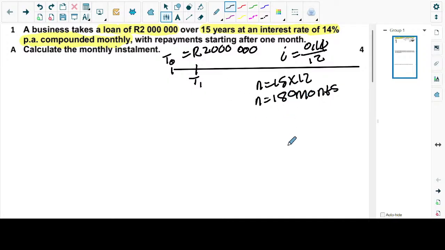It makes sense because if you say 12 multiplied by 10, you get something like 120.